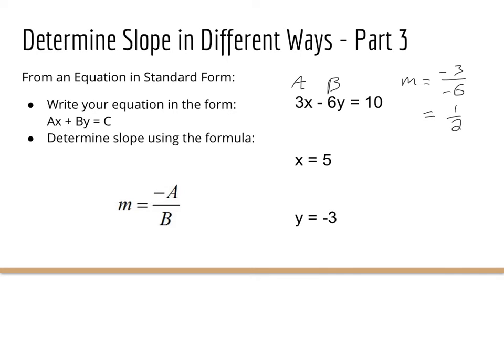Now, the next two are also in standard form, but if you remember from the previous lesson, these are special cases. x equals 5 represents a vertical line.